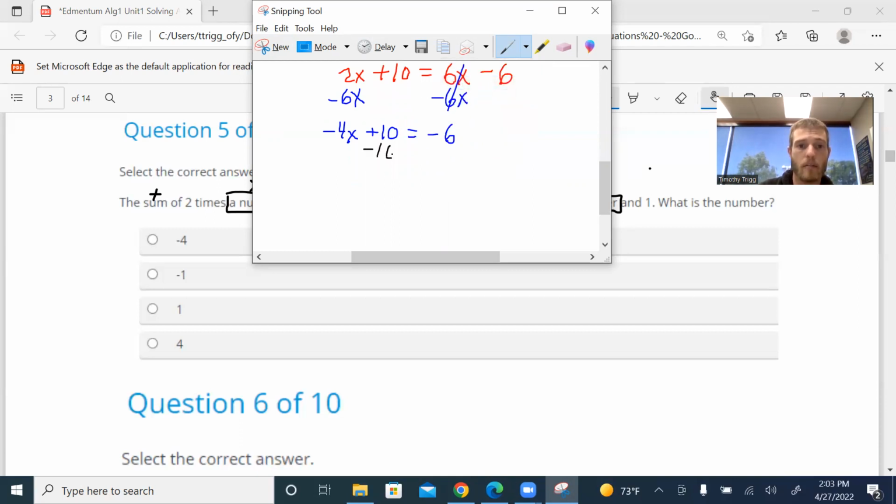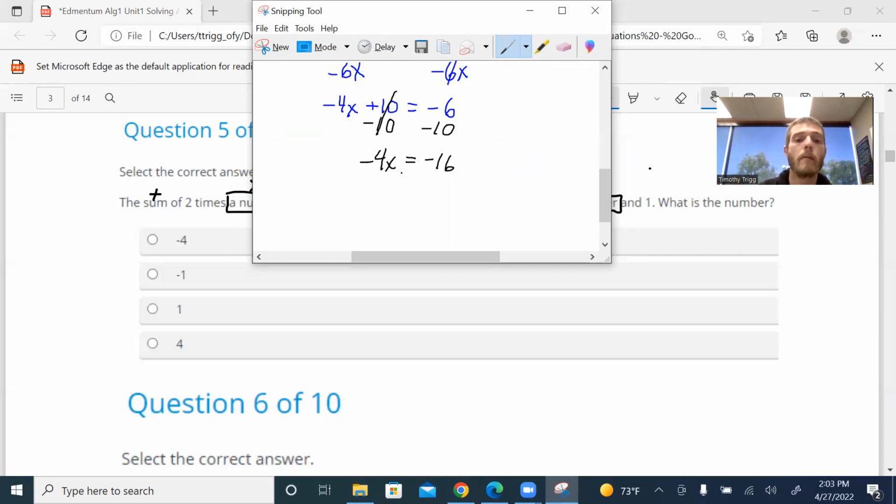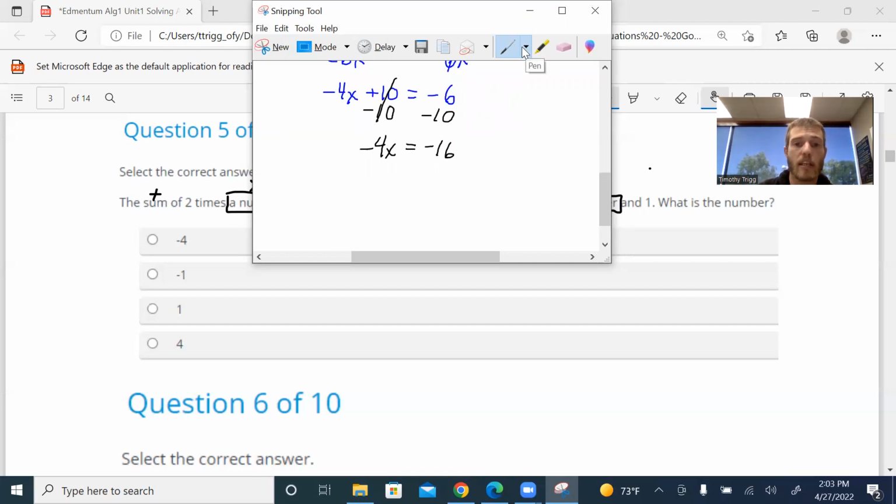Then we subtract 10 to cancel this. Subtract 10 on the other side to keep it equal. That's negative 16. I know it says minus, but these actually kind of add together because they're both negative. Lastly, to get x by itself, we're going to go ahead and divide by negative 4 using the division property of equality, giving us that x equals a negative divided by a negative is positive.